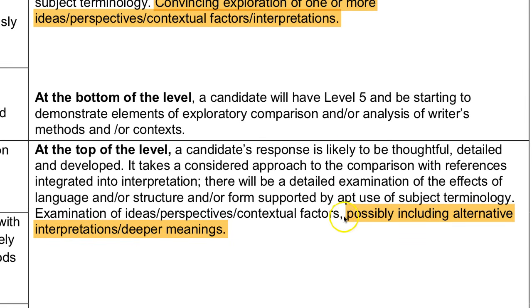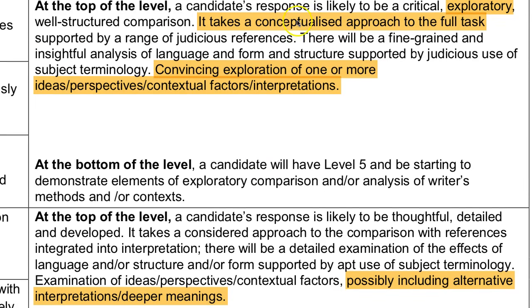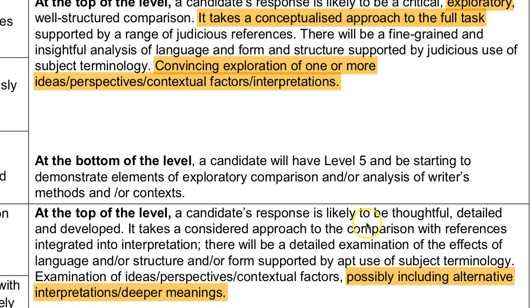At grade 7, you only possibly need alternative interpretations. Well, that's quite interesting. You also don't need the conceptualized response that we had before. You just have to be thoughtful and detailed and developed. So actually, starting with the poet's purpose is better than a grade 7. So it's going to be really hard for the examiner not to give you at least a grade 7 if your comparisons write about the poet's purpose all the time.